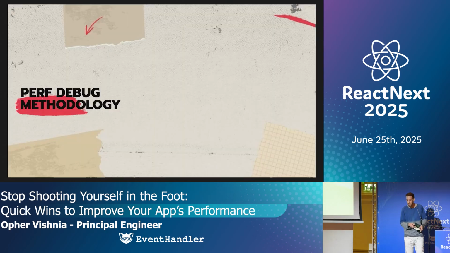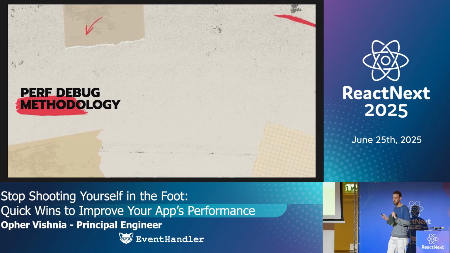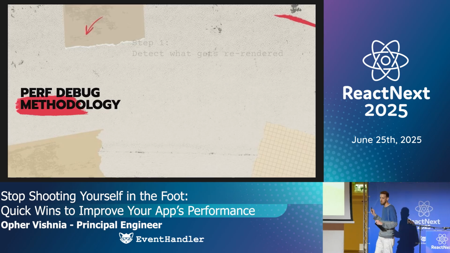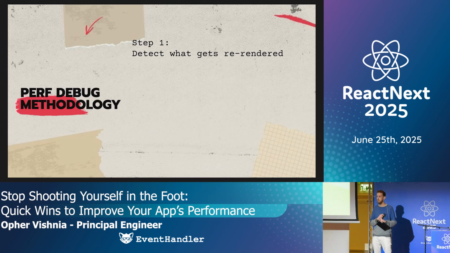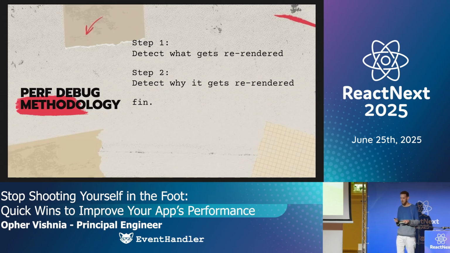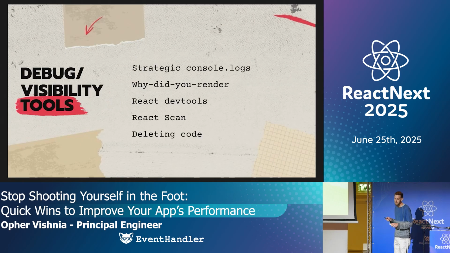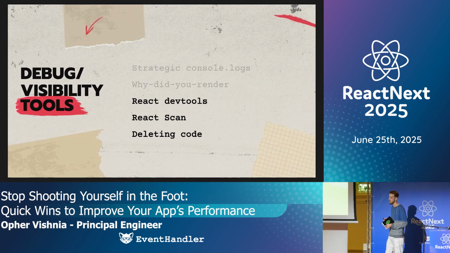So most likely, aliens aren't the cause of your performance issues, but you do have the tools to uncover what exactly is causing them. And this is my performance debug methodology. These are all the steps that it takes. First step is detecting what gets re-rendered. Then the second step is detecting why it gets re-rendered. And that's pretty much it. I know you expected more steps, but that's all that we have. And I'm going to go over a few tools and methodologies, specifically React DevTools, React Scan, and reading code.